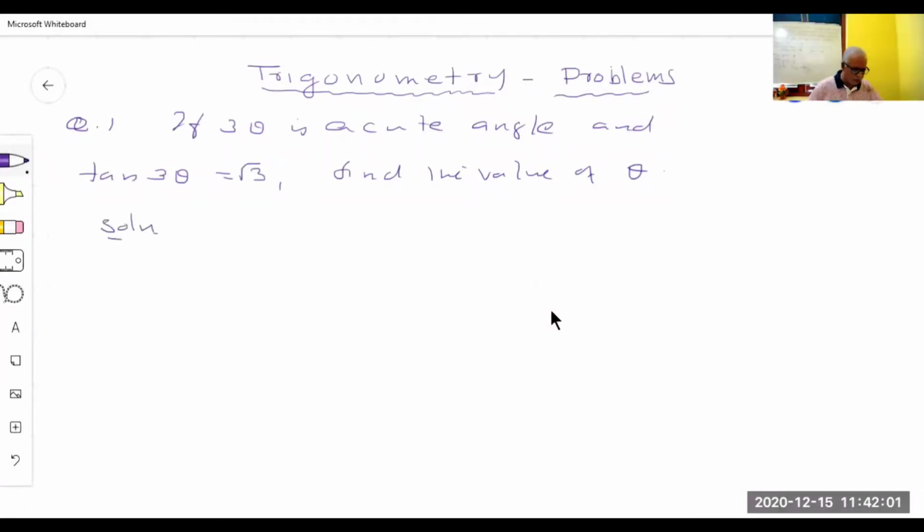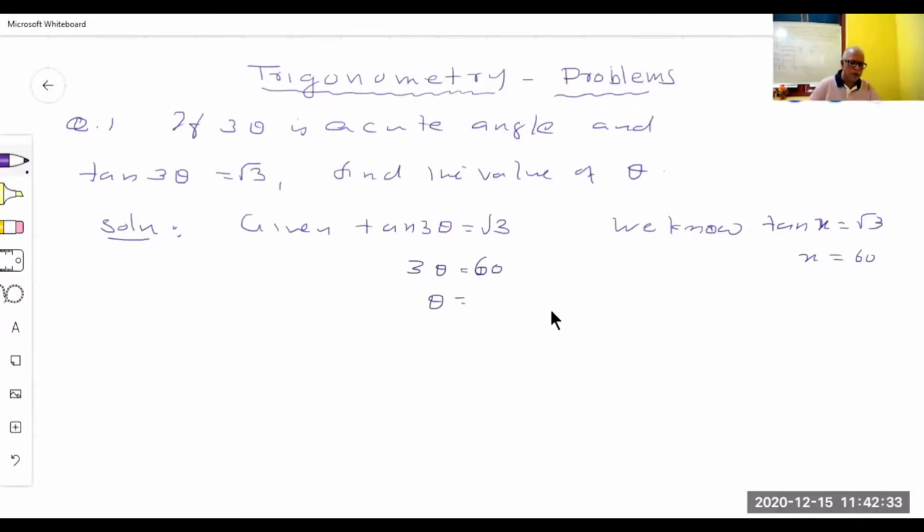Given: tan 3 theta is equal to root 3. From the table, if you remember it, tan x is equal to root 3 means x is equal to 60 degrees. That is, tan 60 is equal to root 3. So 3 theta is equal to 60. Theta is equal to 20 degrees. Problem is done. It is a very simple question.